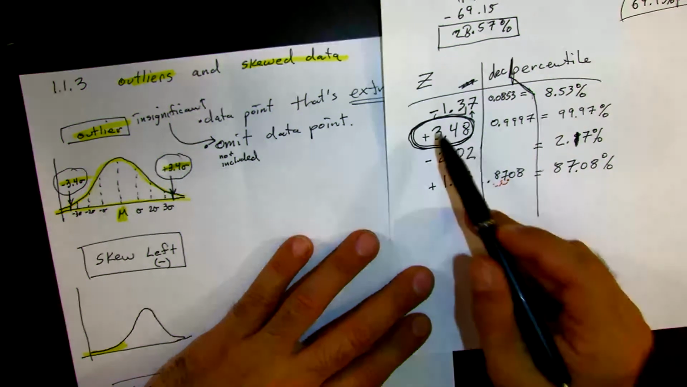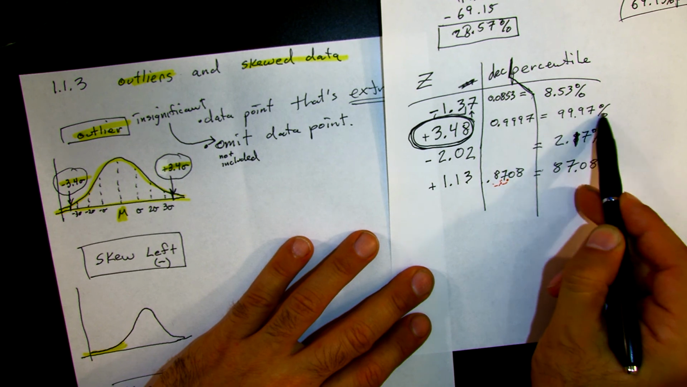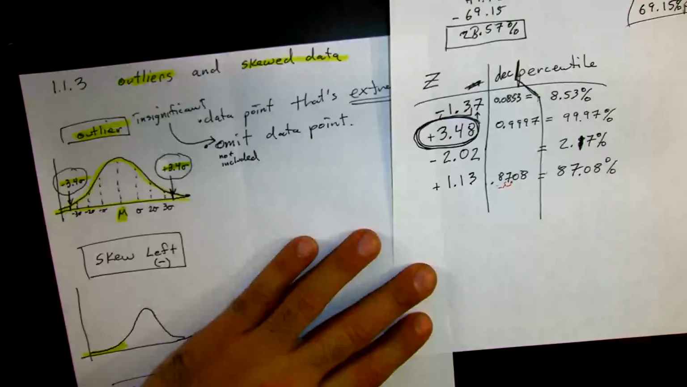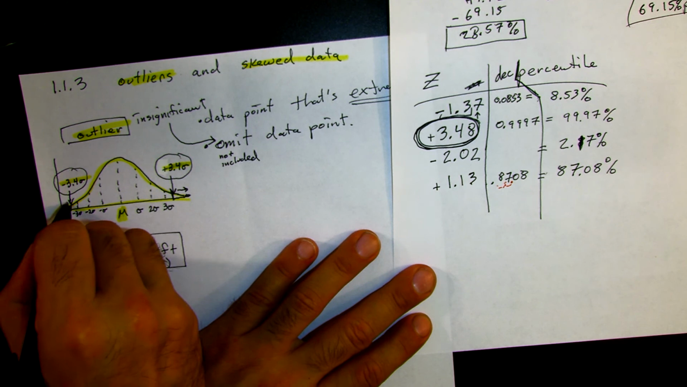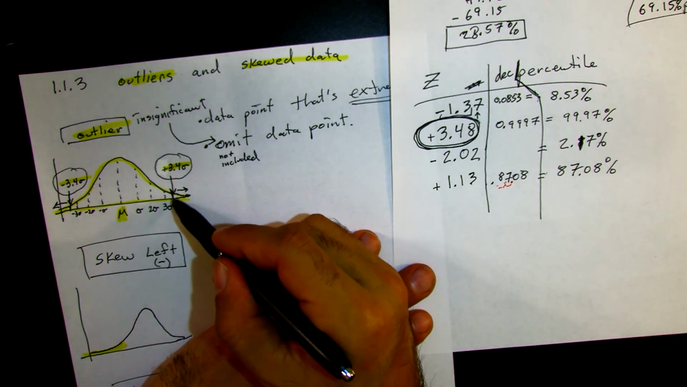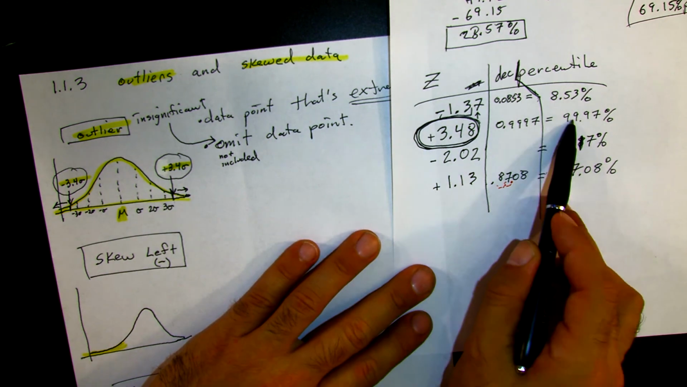Let's see if that makes sense. Look, a 3.48 z-score is 99.97%. That person on this scale is way over here, and anything to the right is an outlier from this point. Anything to the left is also an outlier. We don't know what value that is, but just given the z-score we can figure out that it's an extreme.